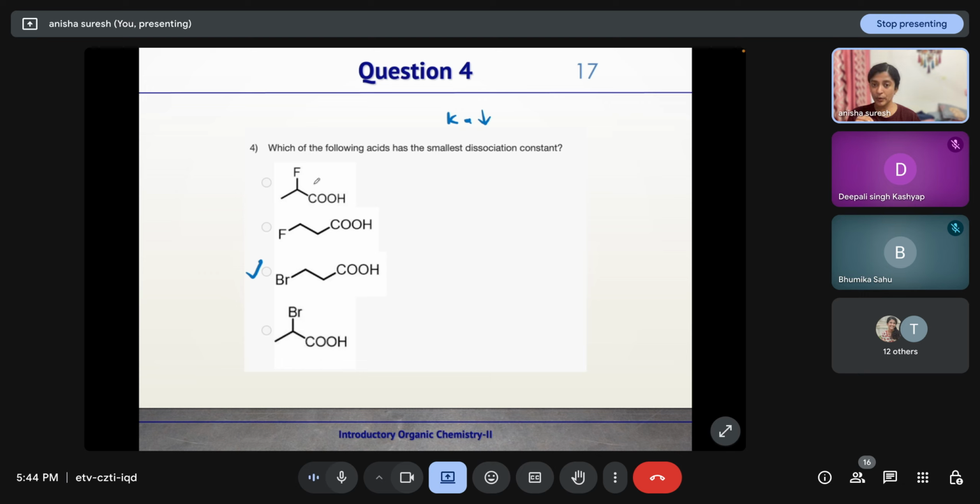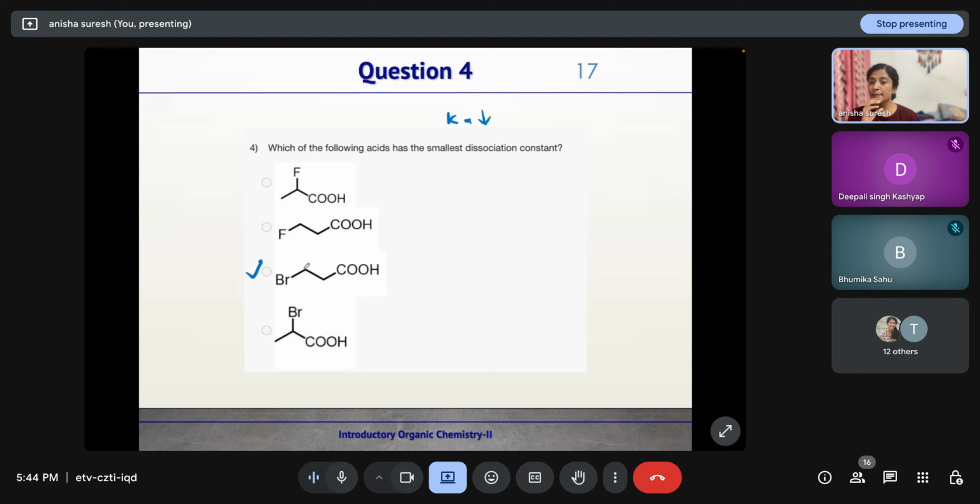So Ka value will be more. In this case it is one atom away. So because of that, the stability of the conjugate base will be lesser compared to the first case. And in these two cases, the bromine, which is an electronegative atom, is present adjacent to this carboxylic acid, and because of its electron withdrawing ability according to inductive effect, it can stabilize the conjugate base that is formed here.